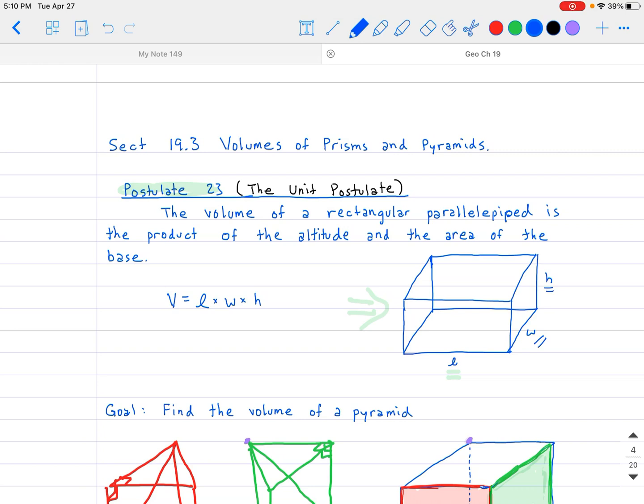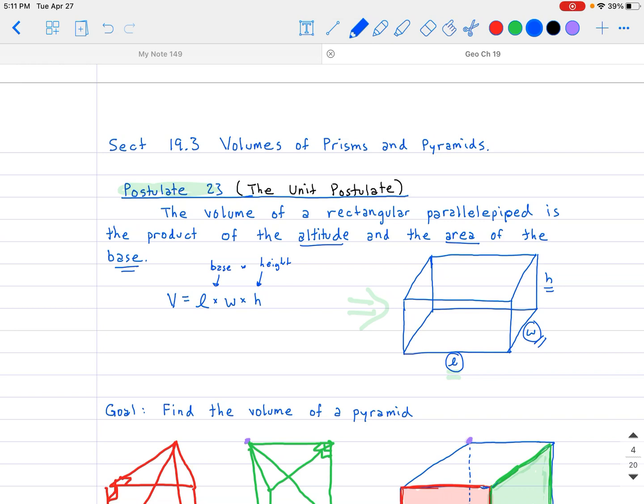So this postulate says that if I want to solve for the volume, the numerical value is supposed to be the product of all three of these things, because technically, it's supposed to be the altitude and the area of the base. But the base here is the product of the length and the width. So length times width is our base, multiplied by the height, which we denote as h. Multiply the three dimensions together, and that will get us our volume.